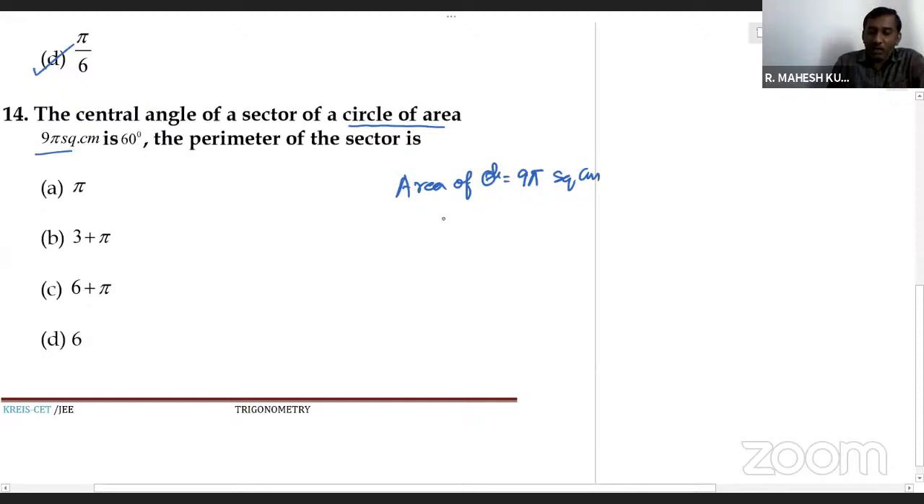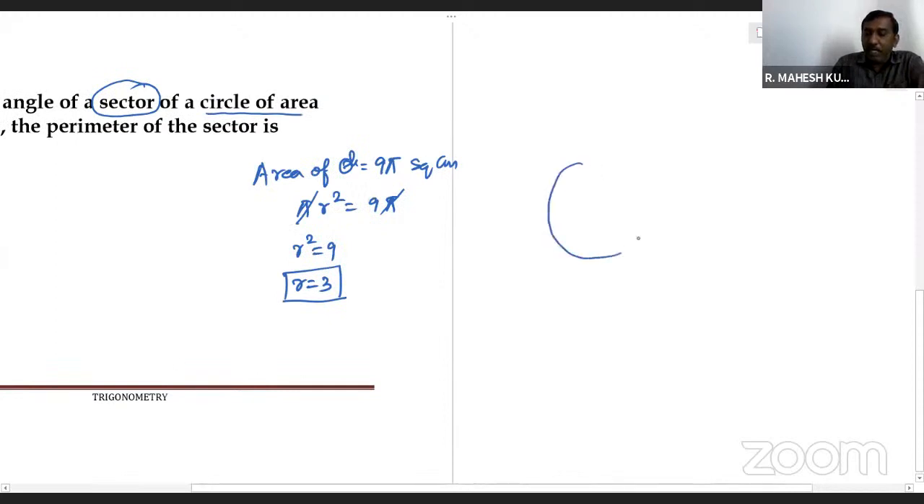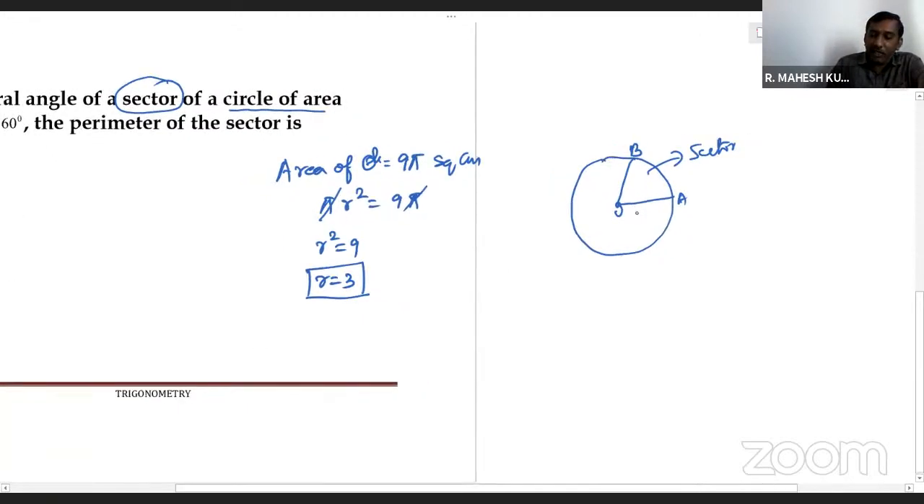Area of a circle, you all know, is pi r square. Pi r square is going to be 9 pi. So pi cancels with pi. R square becomes 9. The radius of the circle is going to be 3 units. Now you are talking about the sector of a circle. If you take a circle, let us take a sector of a circle. So here A, B and O, this is going to be the sector of the circle. Now you need to find the perimeter of the sector. You know this is the radius, this is the radius, and this is L.